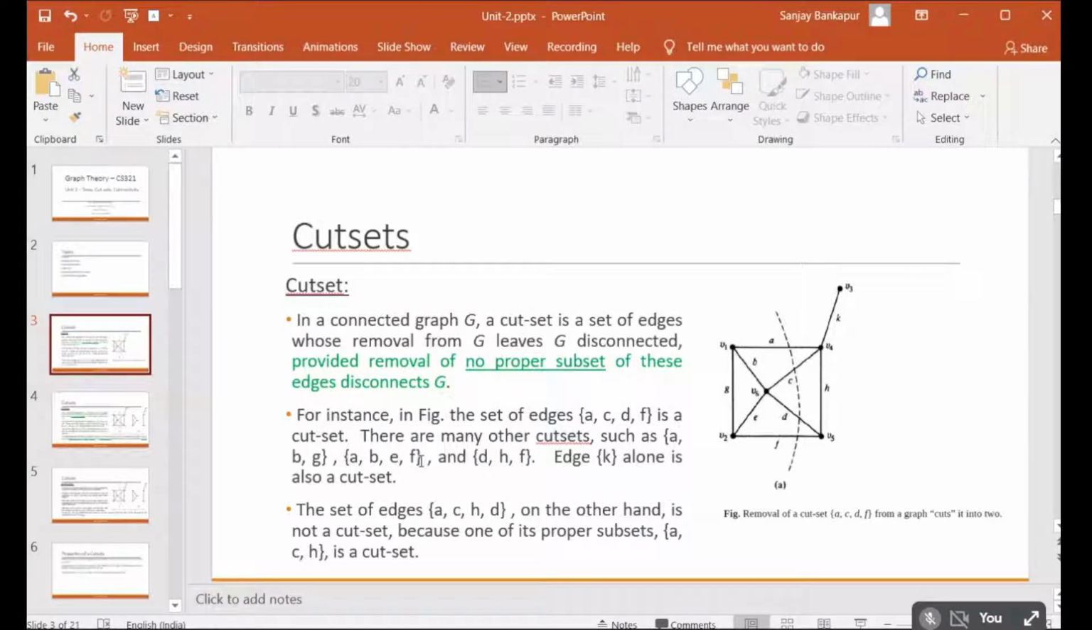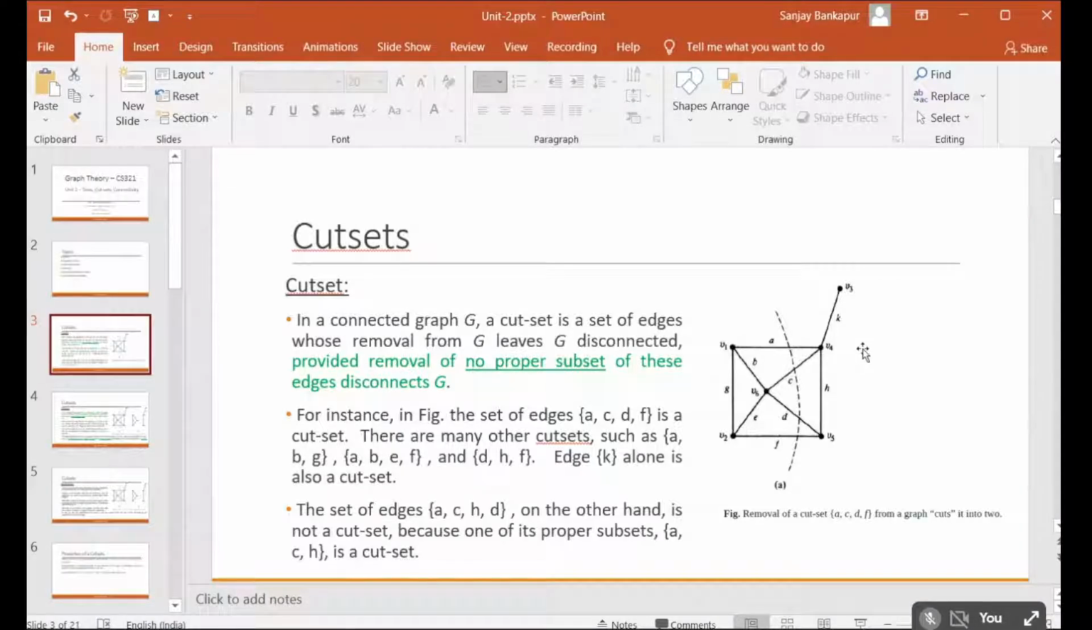Similarly, ABEF: this will make two vertices on one side, V1 and V2, and V4, V3, and V5 become the other graph. And D, H, F and edge K. This K itself is also a cut set, where it disconnects the given graph of 5 vertices into a 4-vertex graph and a 1-vertex subgraph.